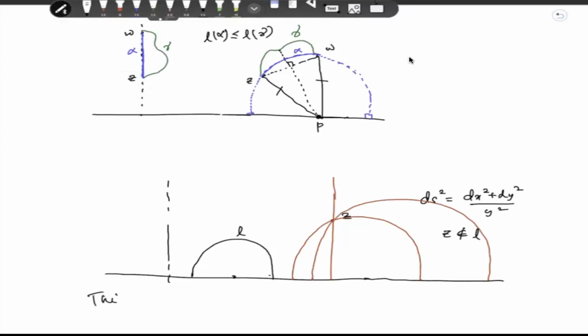So this violates the fifth axiom of Euclidean geometry.